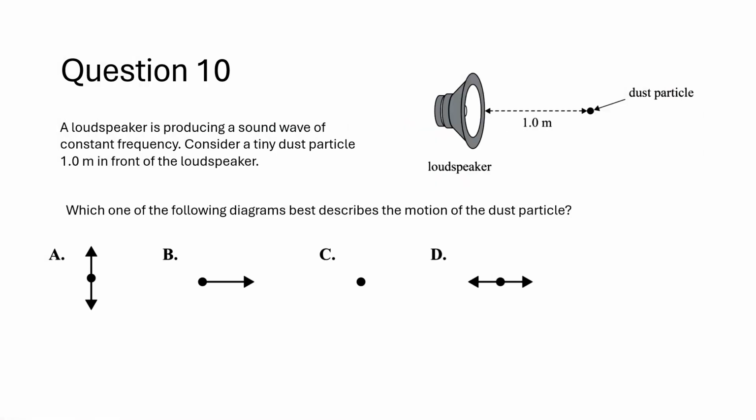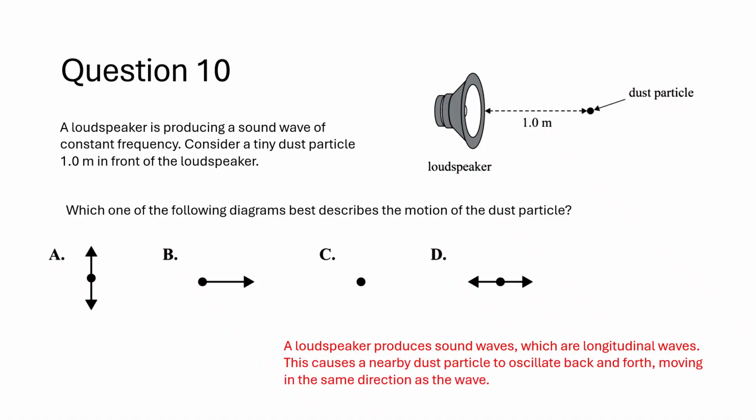A loudspeaker produces sound waves, which are longitudinal waves. This causes a nearby dust particle to oscillate back and forth, moving in the same direction as the wave.